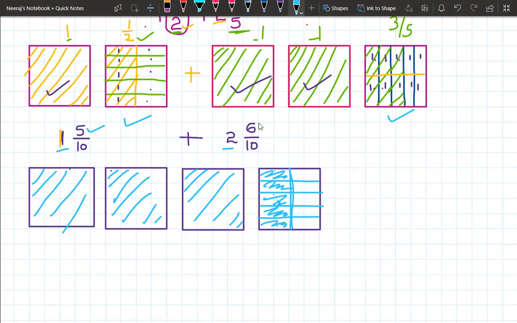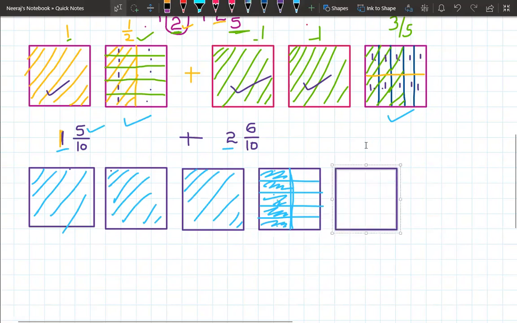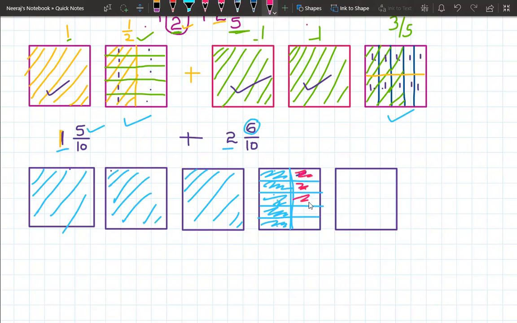So here I have to make one more box to add 6 by 10 also. So for it, I have to add 6 by 10. Now, here you have added 5 parts. So let's add 6 more parts. So this would be 1, 2, 3, 4, 5. So 1 is left. We have to make one more box of equal size.